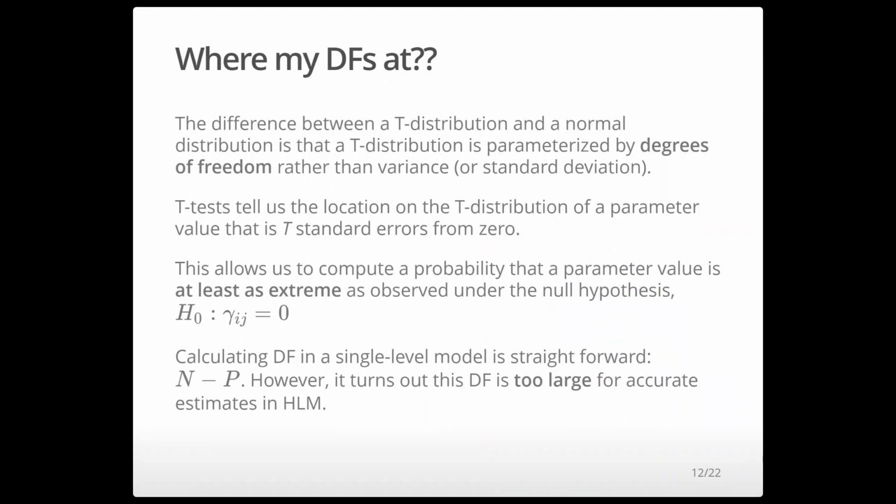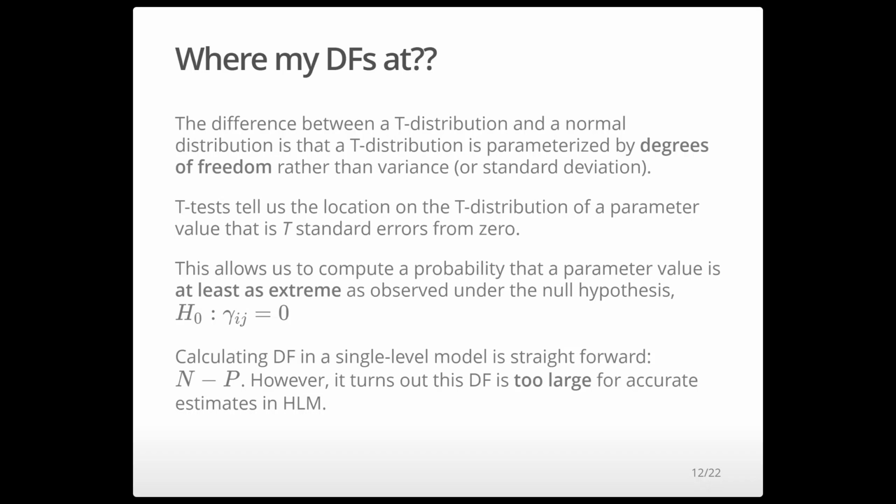So now changing gears back to z-tests and t-tests again, you might be wondering, so where are the degrees of freedom? Why can't we use a t-test? And just as another conceptual review, the difference between a t-distribution and a normal distribution is that a t-distribution is parameterized by degrees of freedom rather than by variance. So a normal distribution is parameterized by its mean and variance. A t-distribution is instead parameterized by its degrees of freedom, and we usually think of a t-distribution as having a mean of 0.